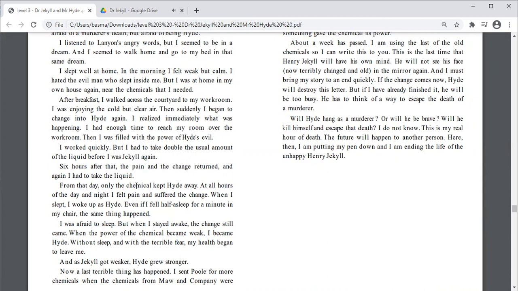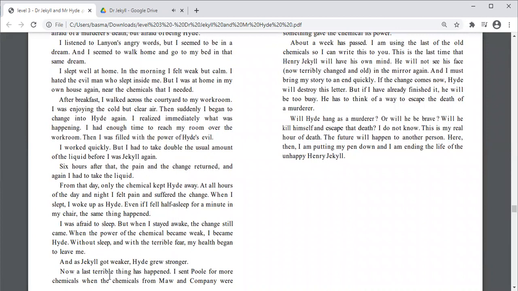From that day, only the chemical kept Hyde away. At all hours of the day and night, I felt pain and suffered the change. When I slept, I woke up as Hyde. Even if I fell half asleep for a minute in my chair, the same thing happened. I was afraid to sleep, but when I stayed awake, the change still came. When the power of the chemical became weak, I became Hyde. Without sleep, and with the terrible fear, my health began to leave me. And as Jekyll got weaker, Hyde grew stronger.